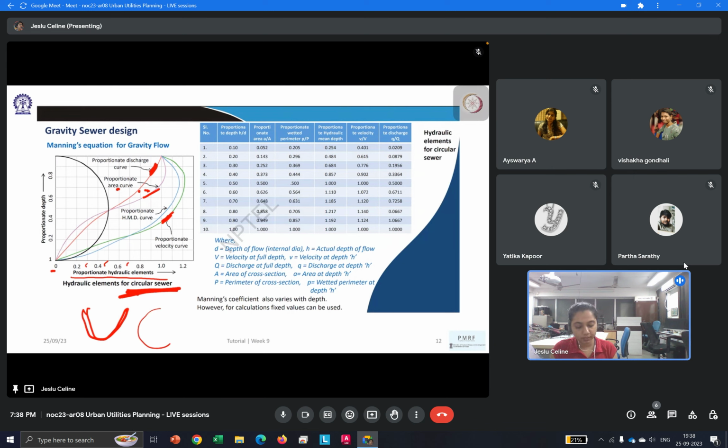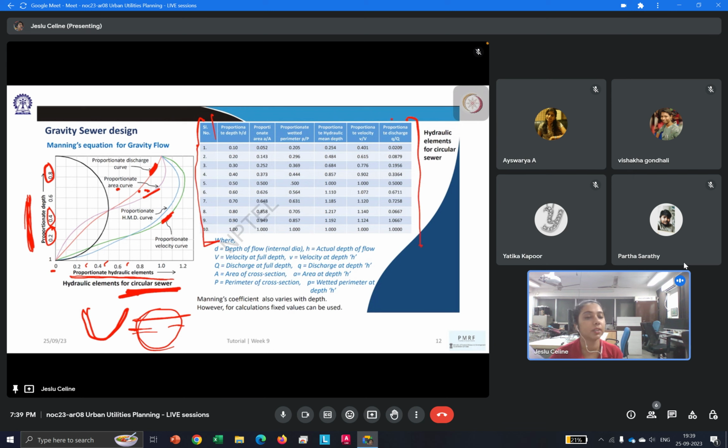Why? Because in a circular sewer, if it is half flowing full or three-fourths flowing full, we can take those proportions. So based on this, we have developed all these proportionate values, and this is the proportionate depth. So it is flowing 20%, 30%, 80%. Based on the proportionate depth of flow, the proportionate hydraulic elements are given over here, and a curve is plotted for that. In a tabular form it will look something like this. So we can make use of this tabular data.